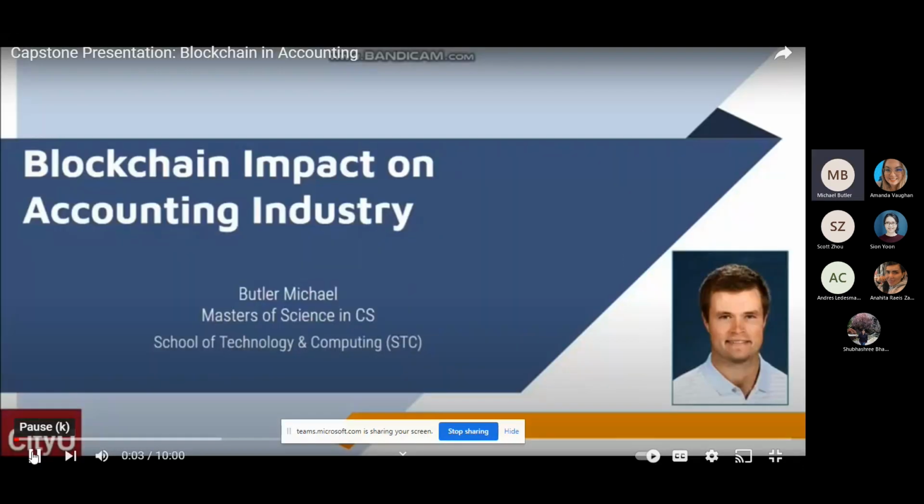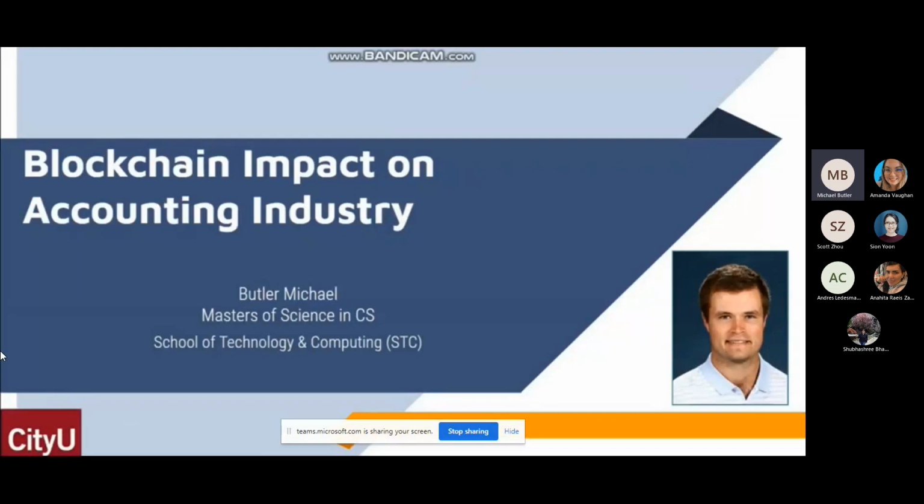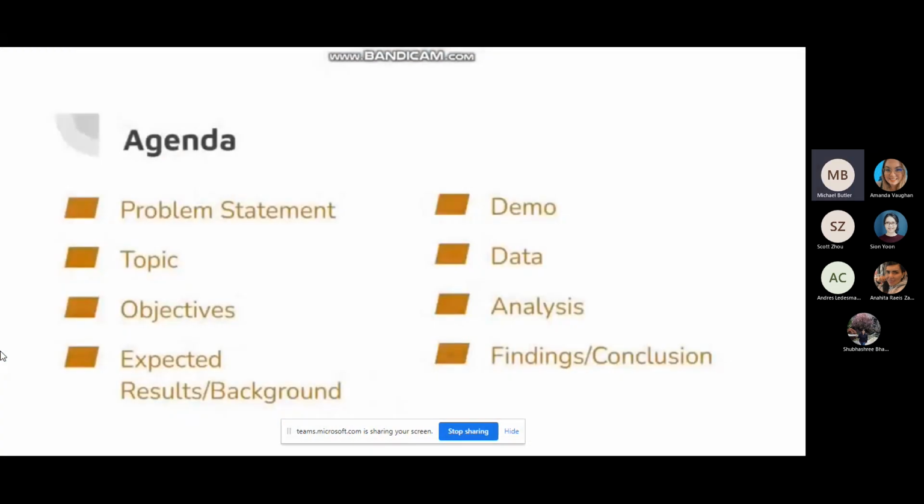Sorry about that. My name is Michael Butler, and this is my capstone presentation for my master's in computer science. My project is blockchain's impact on the accounting industry. So first we'll start with the agenda. First on the agenda is the problem statement, followed by the topic, objectives, expected results and background, and I'll show my demonstration, data analysis, and then lastly, findings and conclusion.